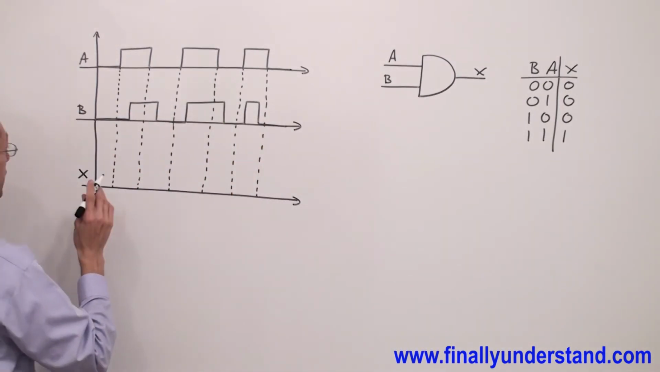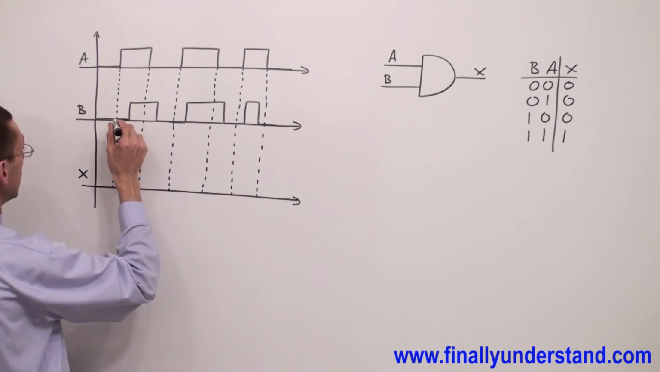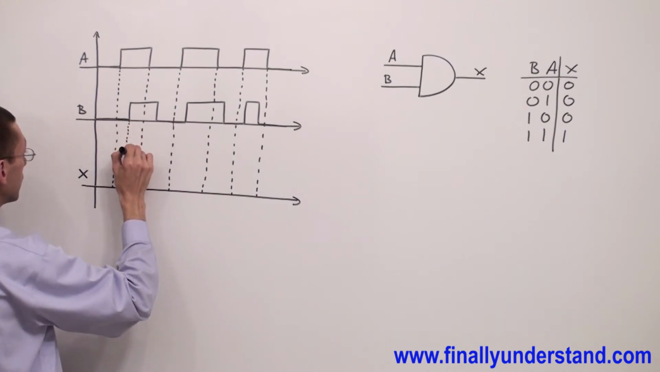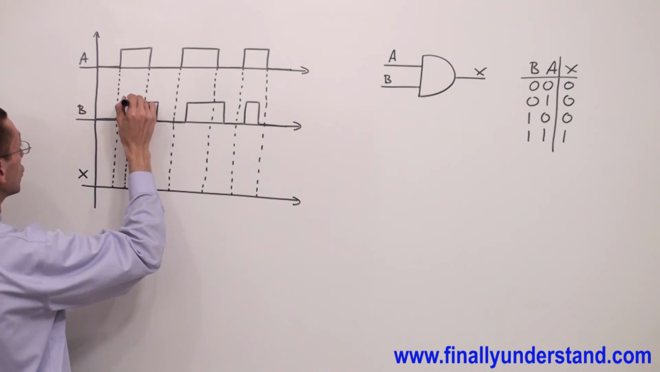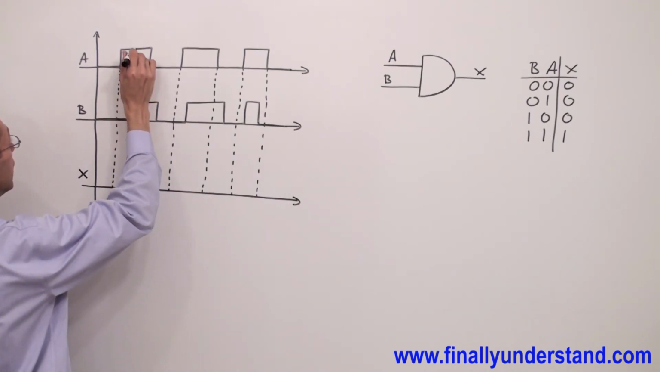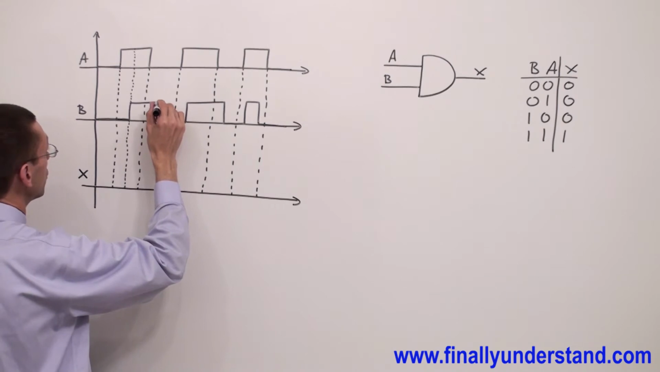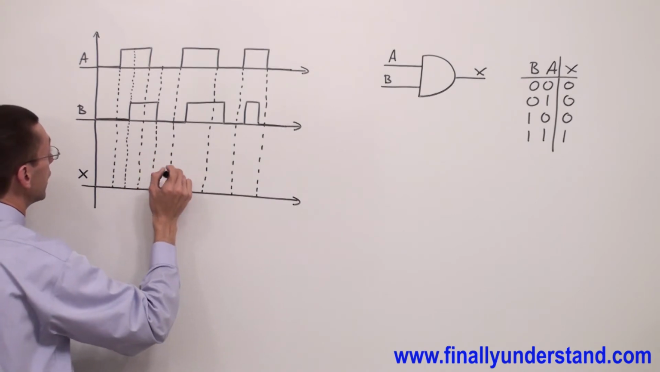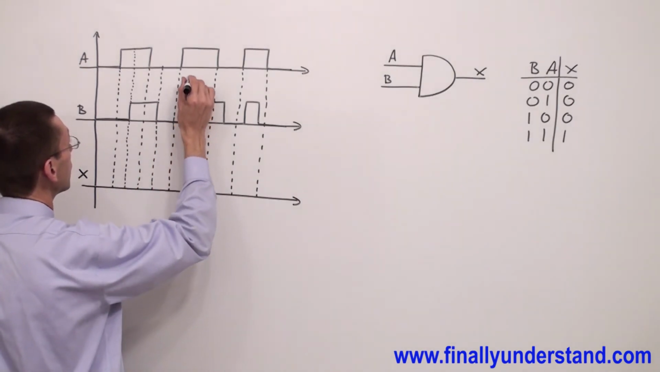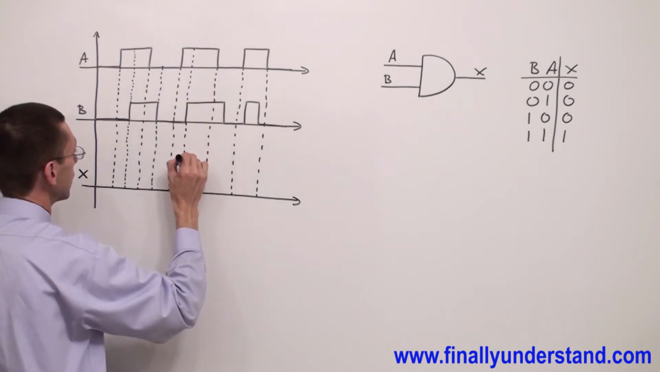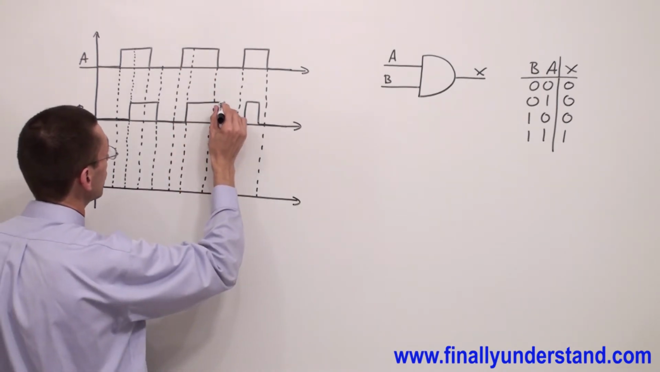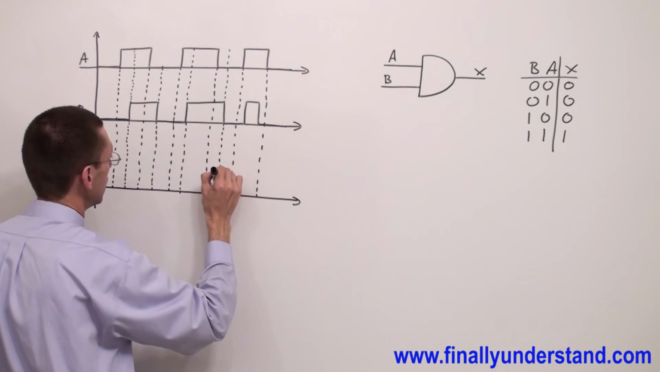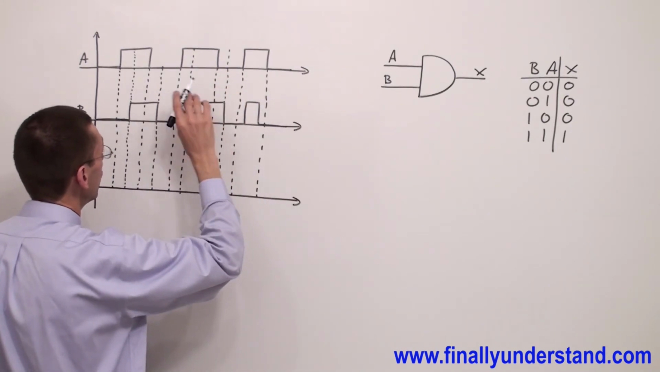The same thing I have to do for the second wave. I have a transition from 0 to 1 at this time, and I'm supposed to also draw the dashed line up. And I have another transition from high to low. I have another transition from low to high. This is another transition from high to low. Remember, you're supposed to draw the dashed lines from the top to the bottom for both waveforms.